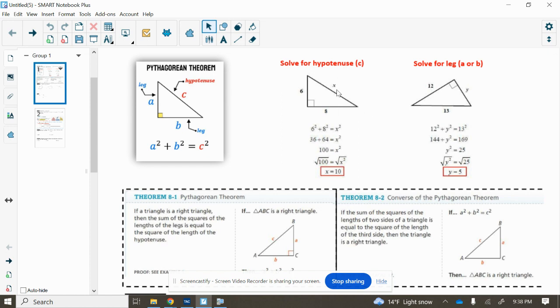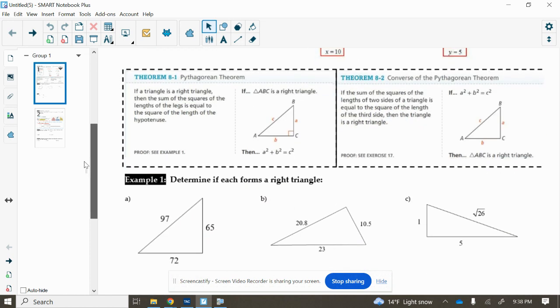Sometimes we have used the Pythagorean theorem to solve for the hypotenuse, where a squared plus b squared equals c squared, and then we square root to find that final side. Sometimes we have used subtraction to help us find a missing leg by taking c squared and subtracting away either a squared or b squared, and again square rooting to find our final answer.